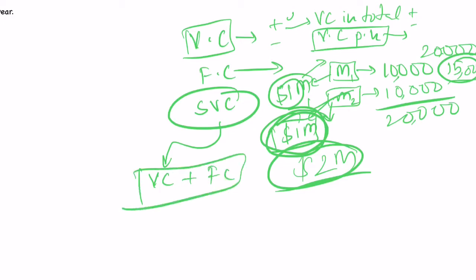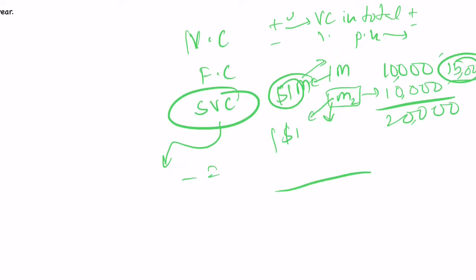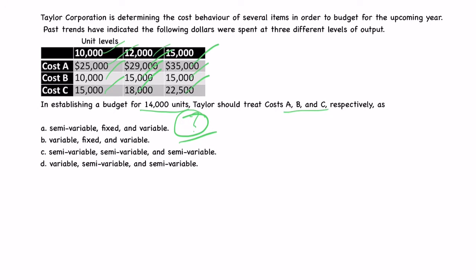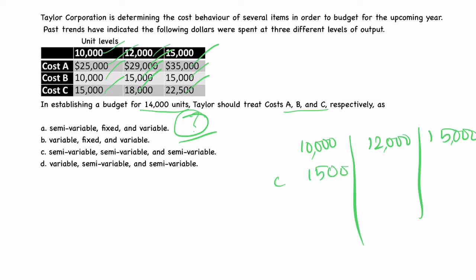Now we'll come to the solution of this. Let's see from cost C. In cost C, if you observe, there are three different unit levels: 10,000 units, 12,000 units and 15,000 units, and you have costs of 15,000, 18,000 and 22,500. Correct? I want to find, is this variable, fixed or semi-variable?